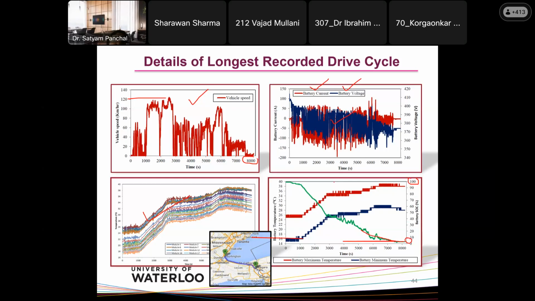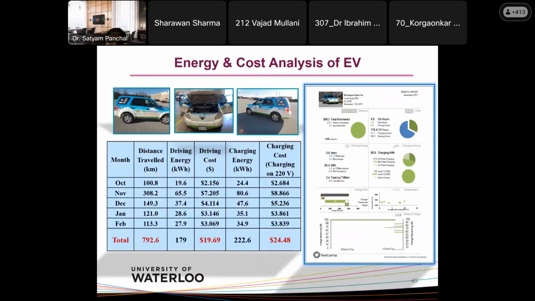So this is something about the longest recorded drive cycle. The vehicle was driven for 2 hours and 16 minutes, 120 kilometers from Toronto to Niagara Falls, and after that the SOC was 0. So we went to one of the malls, charged the vehicle, and then came back. Now, energy and cost analysis was the second part.